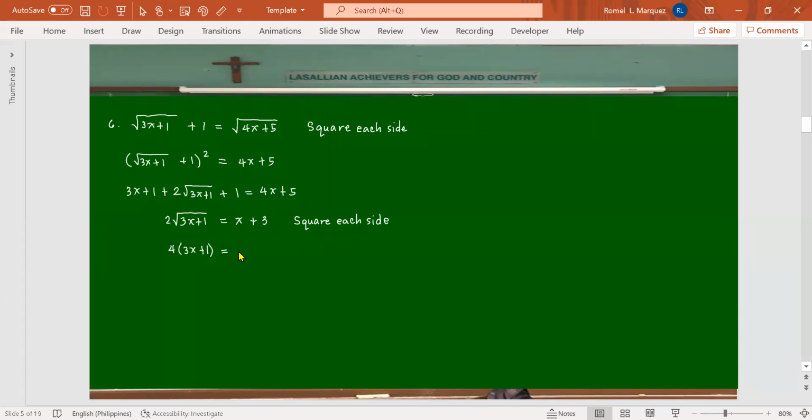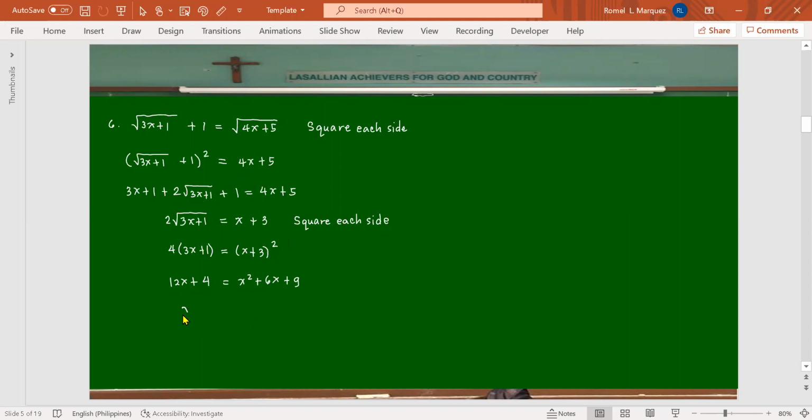What about the square of the right side? So x plus 3 quantity squared, and that is equal to x squared plus twice the product, 6x plus 9. Okay, guys? What about this? 12x plus 4.